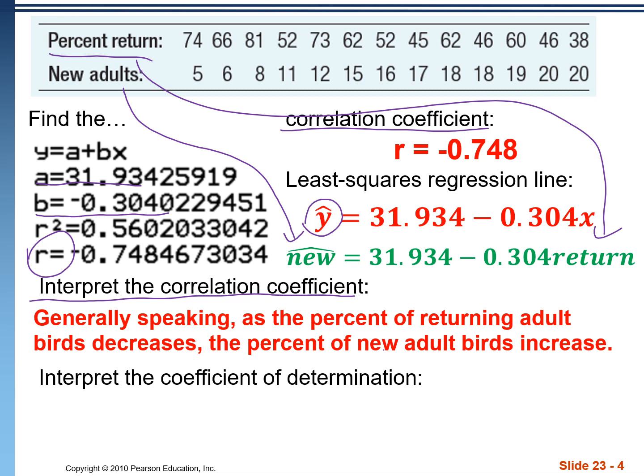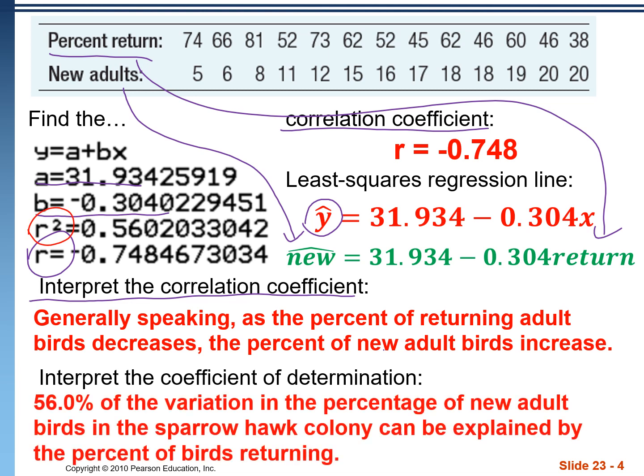And lastly, interpret the coefficient of determination. That's the R squared value, and we would say something like 56% of the variation in the percentage of new adult birds, that's the predicted value here, in this colony can be explained by the percent of birds that are returning.